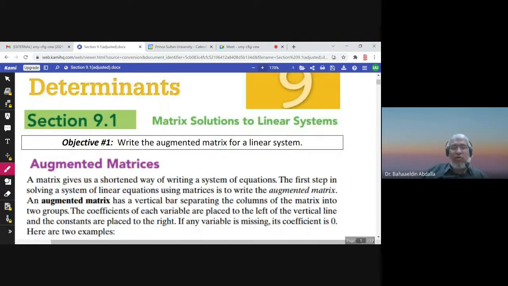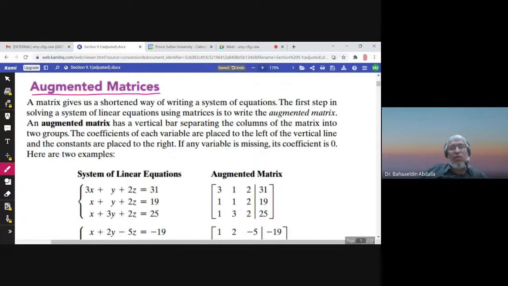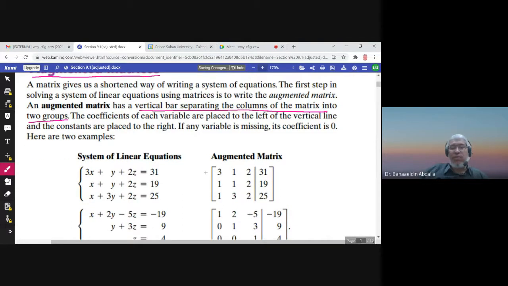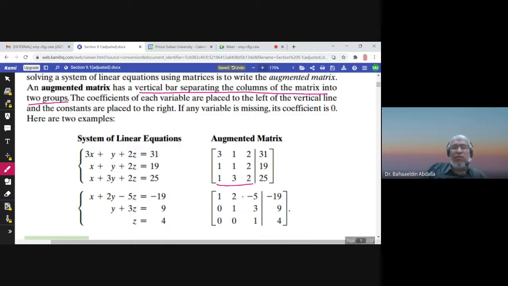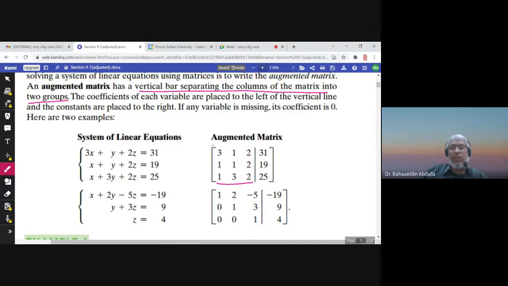So we would like to know what is the meaning of augmented matrix? What is an augmented matrix? Well, an augmented matrix has a vertical bar separating the columns of the matrix into two groups, like this. The coefficients of each variable are placed to the left of the vertical line. So these are the coefficients of the variables. So for example, the coefficients of x are here, 3, 1, 1.